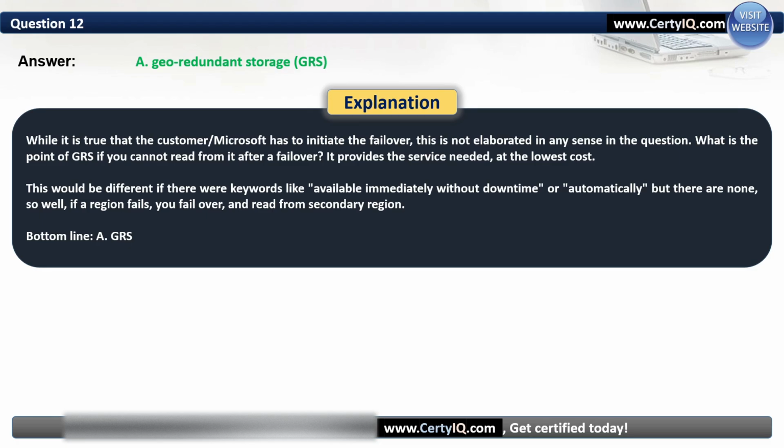This would be different if there were keywords like available immediately without downtime or automatically. But there are none. So well, if a region fails, you fail over and read from the secondary region. Bottom line, A. GRS.